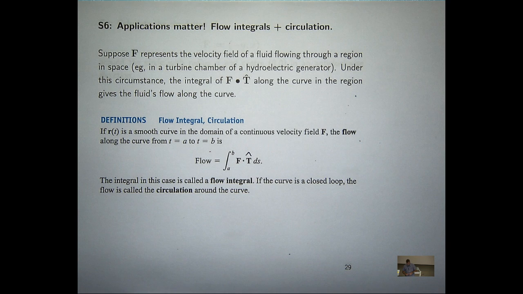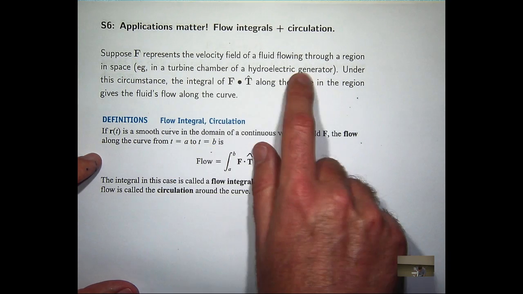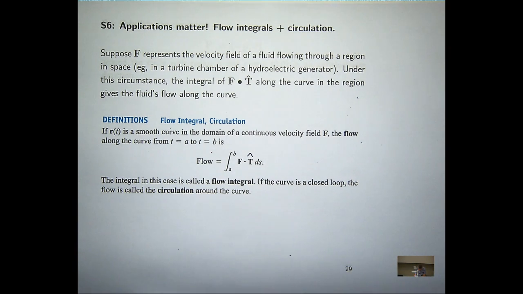Okay? Now, to put this into some sort of context, suppose you've got a velocity field of some fluid and it's flowing through a region in space like a hydroelectric generator. Now, what the flow integral does, it measures how much the velocity field kind of lines up with the curve involved. Okay, so what is the tendency of the fluid to flow along the curve? How much does it line up with the curve? Is it a strong match or a very weak match? Okay.